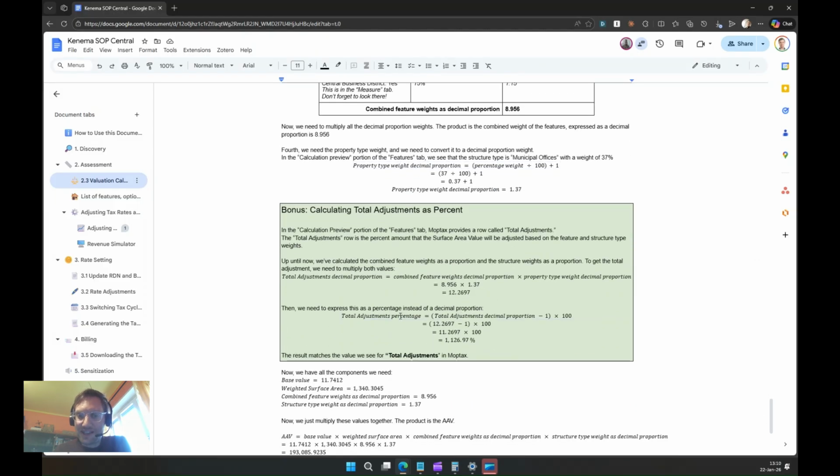What that looks like is, to get the total adjustment percentage, you take the proportion, you subtract 1, and you multiply by 100. So here's our proportion, 12.2697. We subtract 1, we get 11.2697. We multiply this by 100, and we get 1,126.97. All right, what happened?